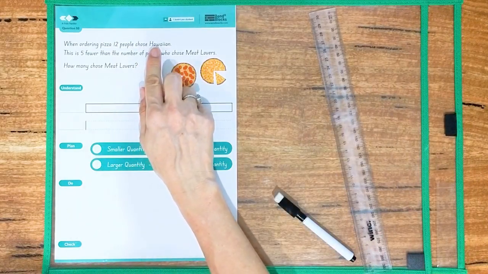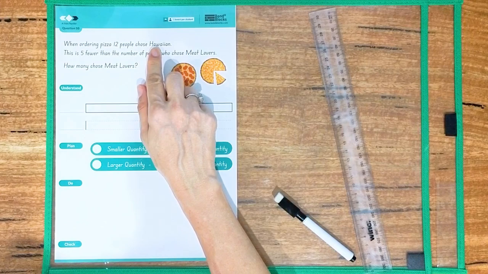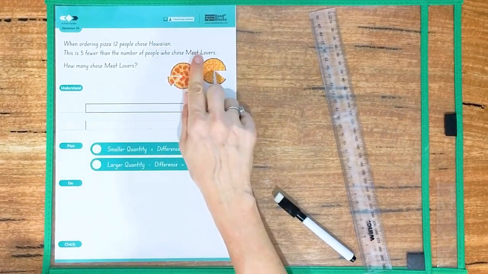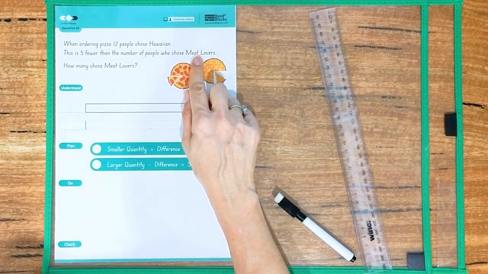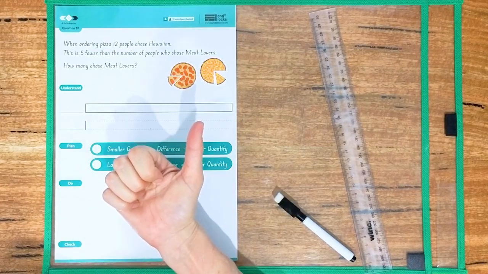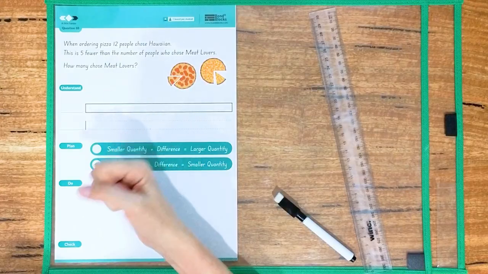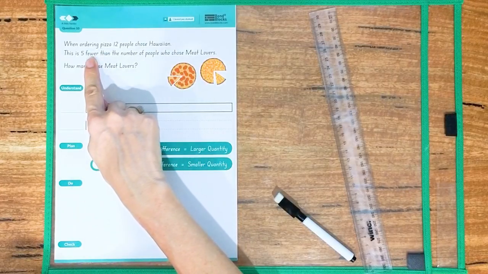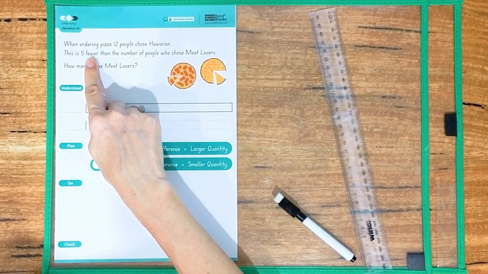One quantity is the number of people who chose Hawaiian, and the other quantity is the number of people who chose meat lovers. The first thing I need to find out is which one is the largest quantity. To find that information, I need to look for the comparing words of either fewer or more. I can see fewer here. I'm going to read this sentence to find out which one is the larger quantity.